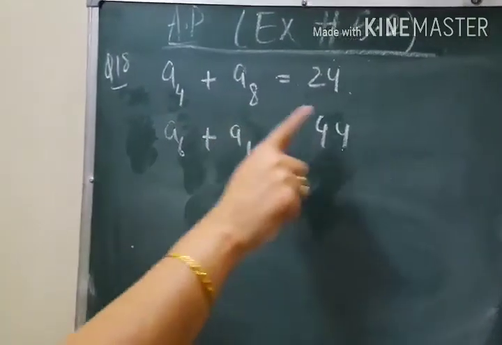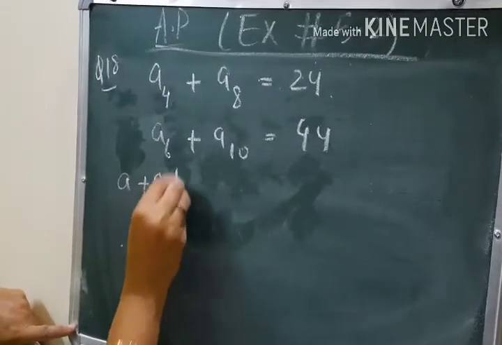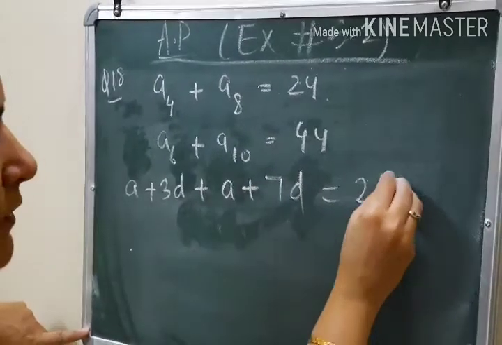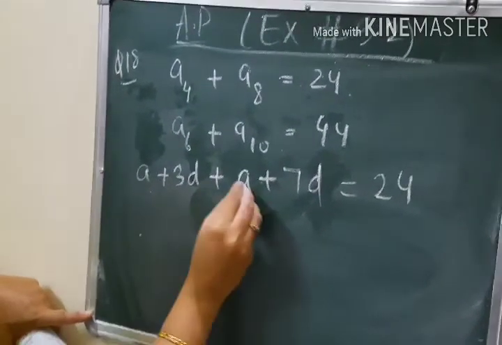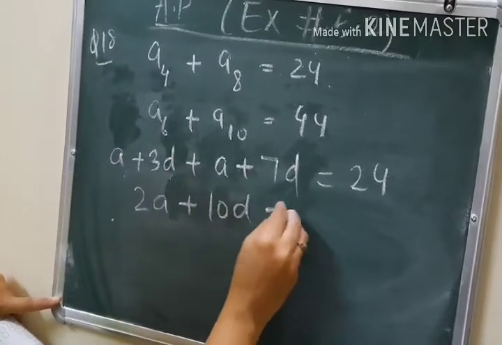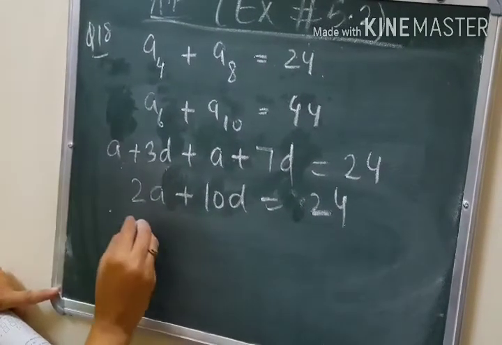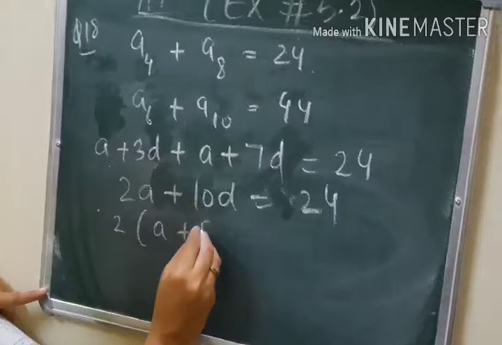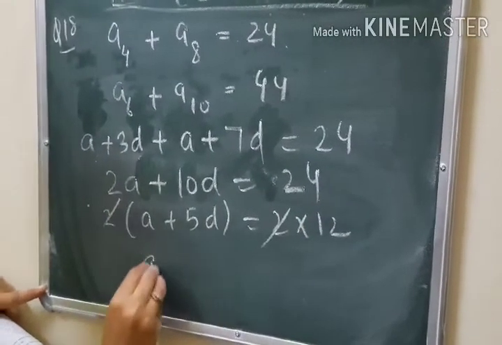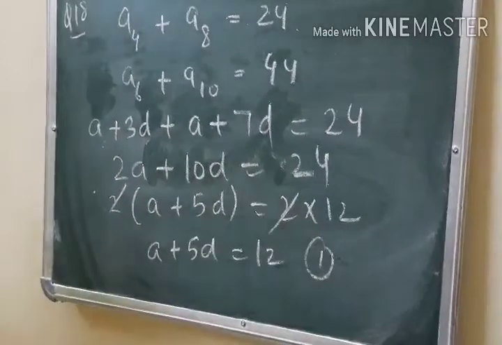So just put the values of these and frame the equations. A4 is A plus 3D plus A8 is A plus 7D is equal to 24. Solve it. A plus A, 2A. 3 plus 7, 10D is equal to 24. And you can take 2 common. A plus 5D is equal to 2 into 12. So 2 and 2 will cancel from both sides. And your first equation will become A plus 5D equal to 12.